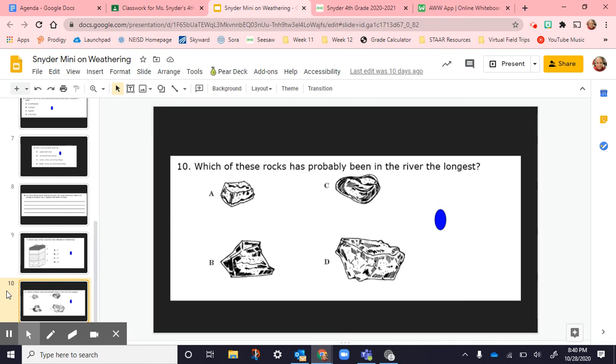And then number 10, we talked about this yesterday with river rocks, how they have this really pretty, smooth, rounded shape to them. And it's because over time, we saw with our lab how things are bumping into each other, the water's moving quickly, and so over time they get really smoothed out. And so you're choosing which one of these rocks has probably been in the river the longest. And then we turn that in.